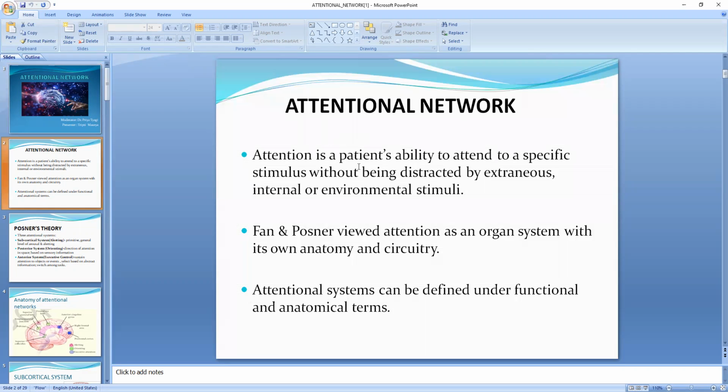Now, first we see what is attention. Attention is a patient's ability to attend to a specific stimulus without being distracted by extraneous, internal, or environmental stimuli. Fan and Posner viewed attention as an organ system with its own anatomy and circuitry. Attentional system can be defined under functional and anatomical terms.